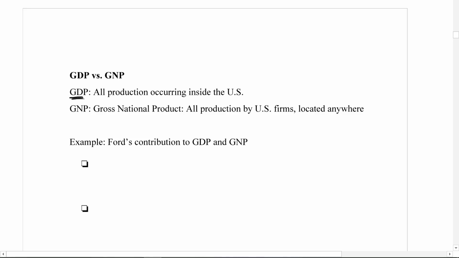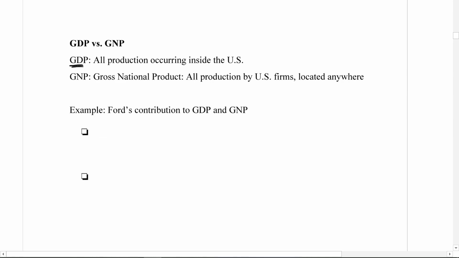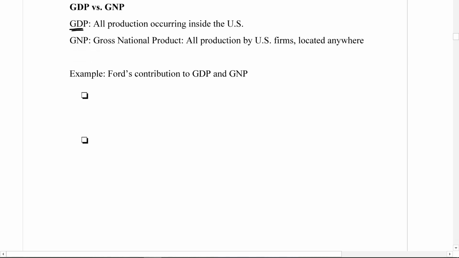If it's a good or a service that's produced by an American, no matter where they're located, that would be included in gross national product. So gross national product is only production by Americans, whether that American is within the borders of the United States or whether they're in Germany or some other country. Gross national product is U.S. firms located anywhere. And so, quick example here, Ford's contribution to gross domestic product and gross national product.